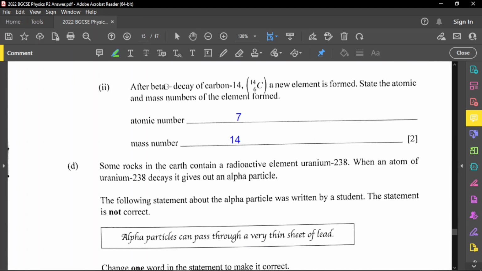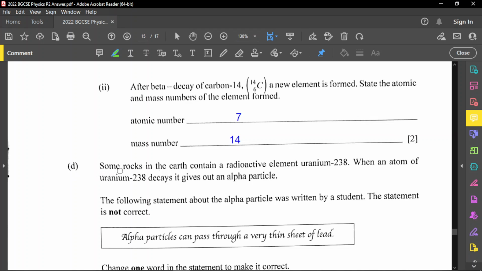Part 2 is after beta decay, carbon-14, and carbon-14 is given as 14 and 6. 14 is the mass number, 6 is the proton number or atomic number. State that a new element is formed. State the atomic and mass numbers of the element formed. And so the atomic number will increase by 1 because the proton number increases by 1. And so you have 7. The mass number remains the same, so it will still be 14.